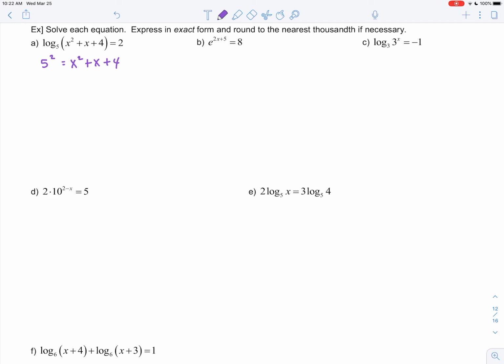Now that I've done that, I'm seeing that I have a quadratic equation. So we'll see if it's factorable. If not, we'll go ahead and solve it using some other method. So 5 squared is 25. I'm going to get 0 on one side to see if I can factor, so I'll subtract 25.